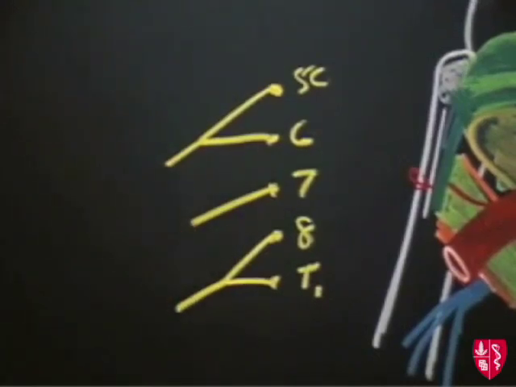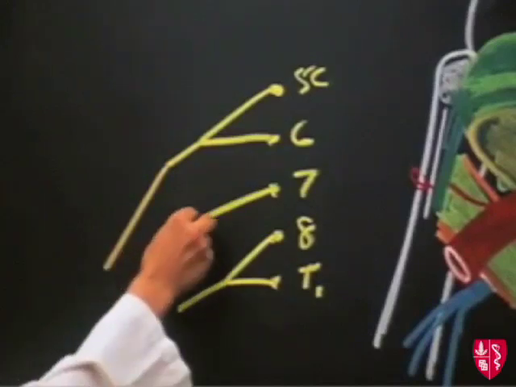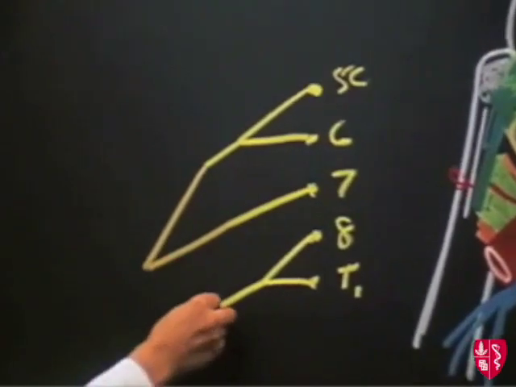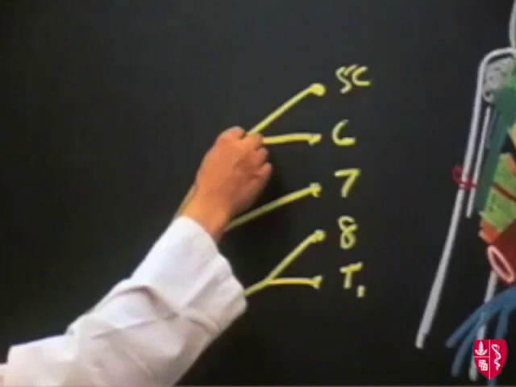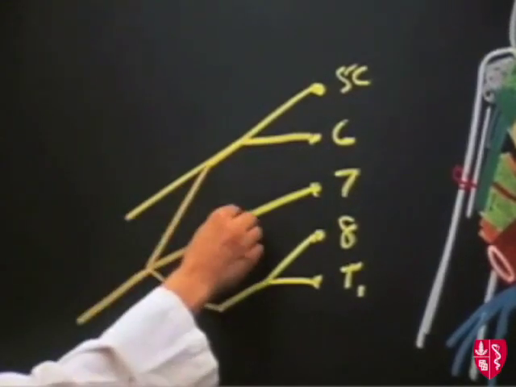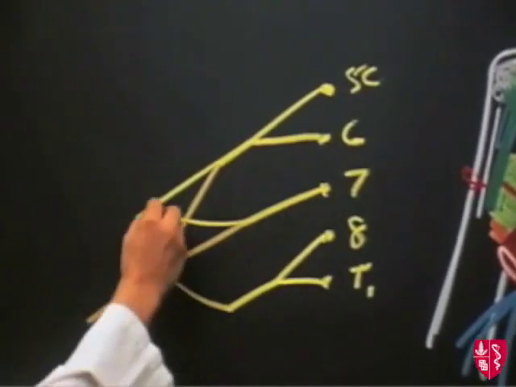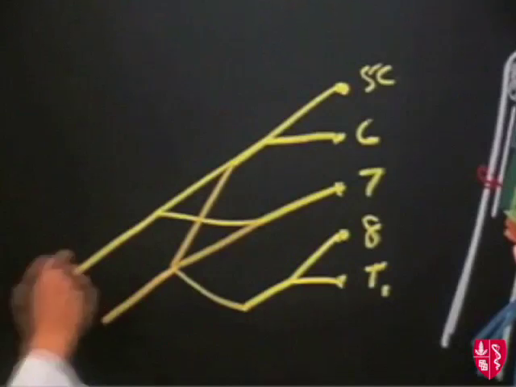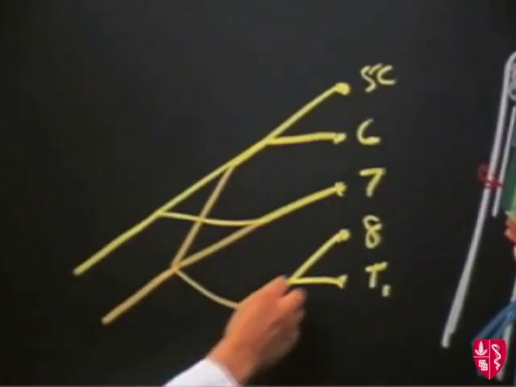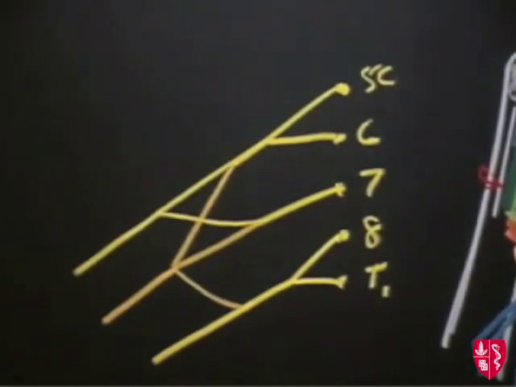Each of these trunks now divides into anterior and posterior divisions. The posterior divisions will unite to form the posterior cord of the brachial plexus. The anterior divisions will pass on, and the anterior division of the middle trunk will unite with the anterior division of the upper trunk to form the lateral cord of the plexus. The anterior division of the lower trunk continues as the medial cord of the plexus.